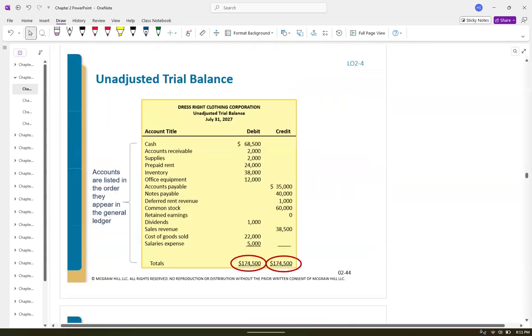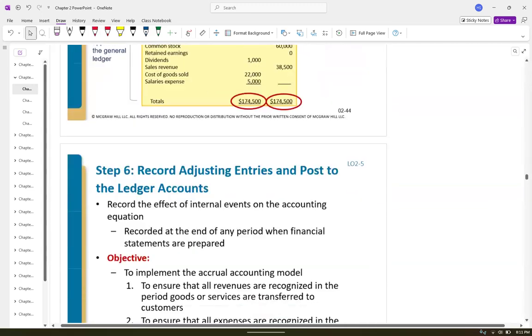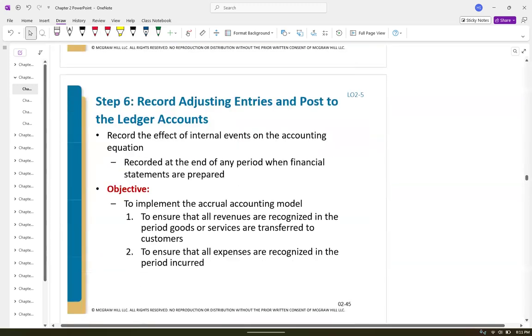This is the unadjusted trial balance because we're going to make adjusting entries in this process. So we will pick up in the next video on doing the adjustments.